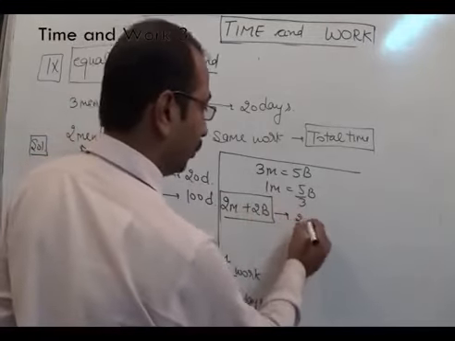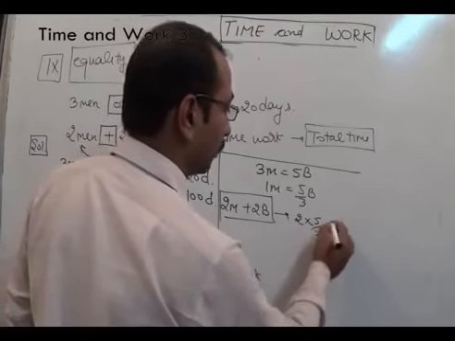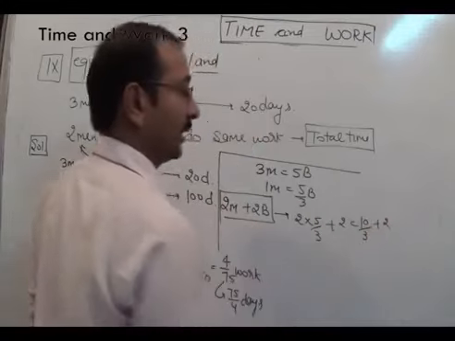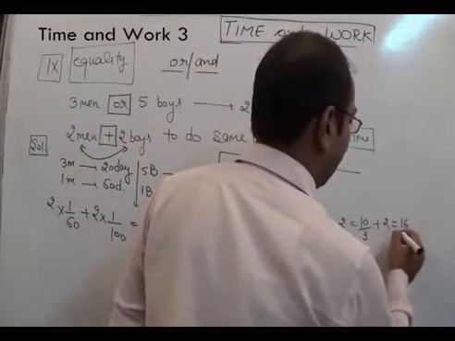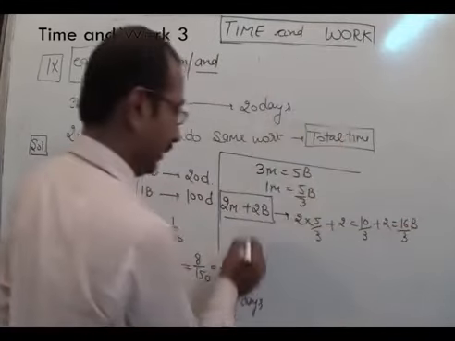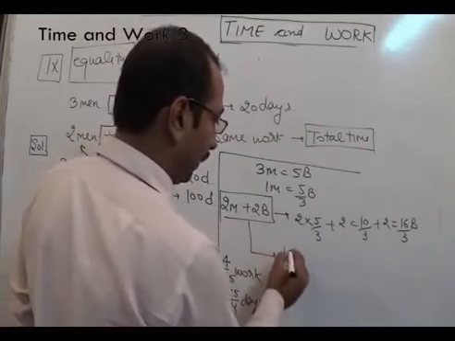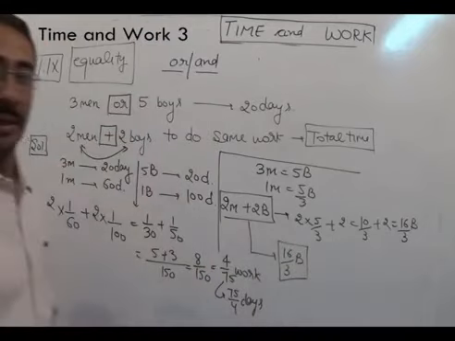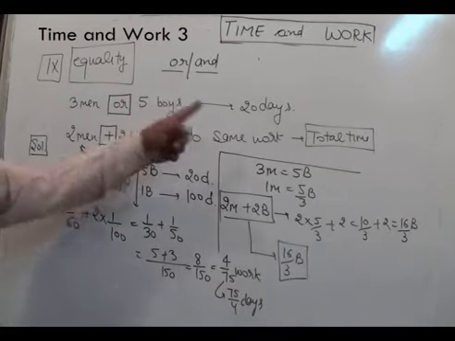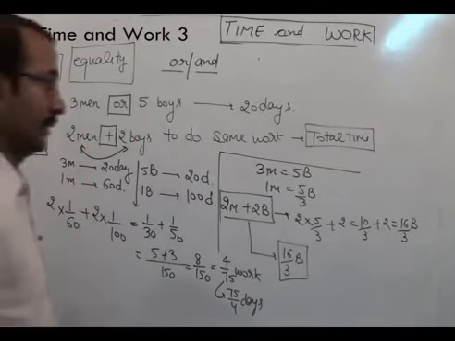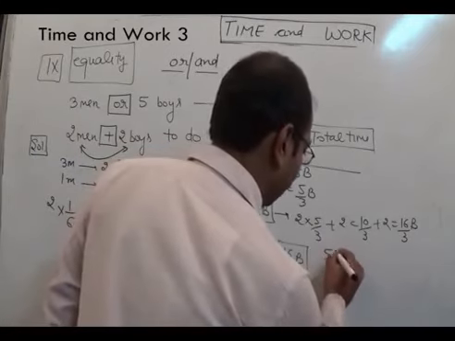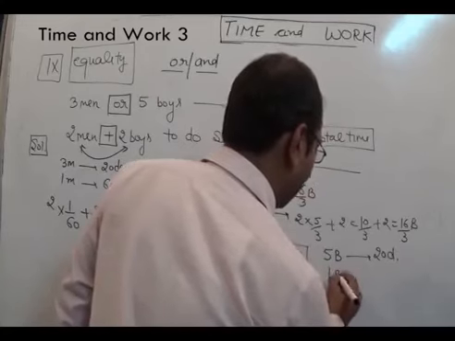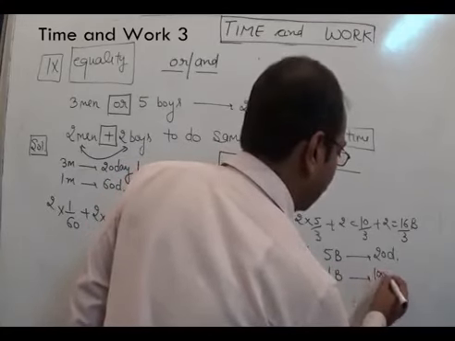2 men will be equal to 2 into 5 by 3 boys plus 2. That would be 10 by 3 plus 2, or else I can say 16 by 3 boys. We can say these 2 men and 2 boys will equal 16 by 3 boys. Right? Now our question is, 5 boys can do the work in 20 days. It is given that 5 boys can do the work in 20 days. 1 boy can do the same work in 100 days.